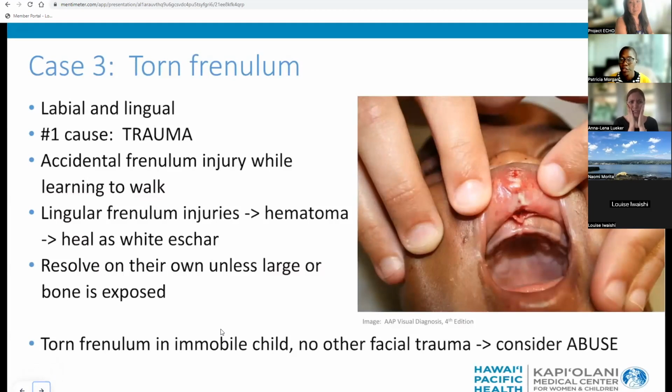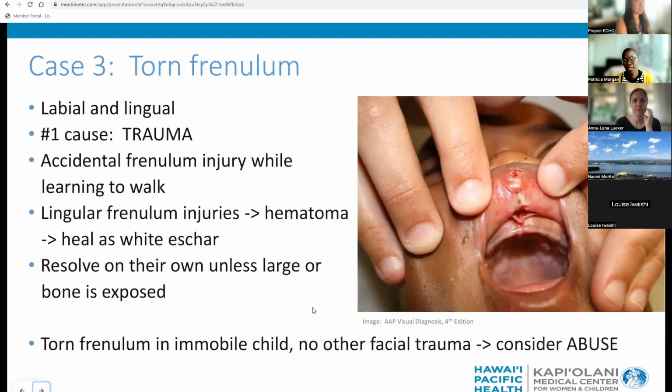But the number one cause, so there are 3 frenula. There is the upper frenulum between the gum and the upper lip, the lower frenulum, and then there's a lingual frenulum, which is under the tongue. And the number one cause of an injured frenulum, whether it's torn or there's a bruise, is trauma. And we know that kids who are first learning how to walk sometimes pitch forward, the head goes forward, and boom, they get an injury to their mouth. So we can see that.